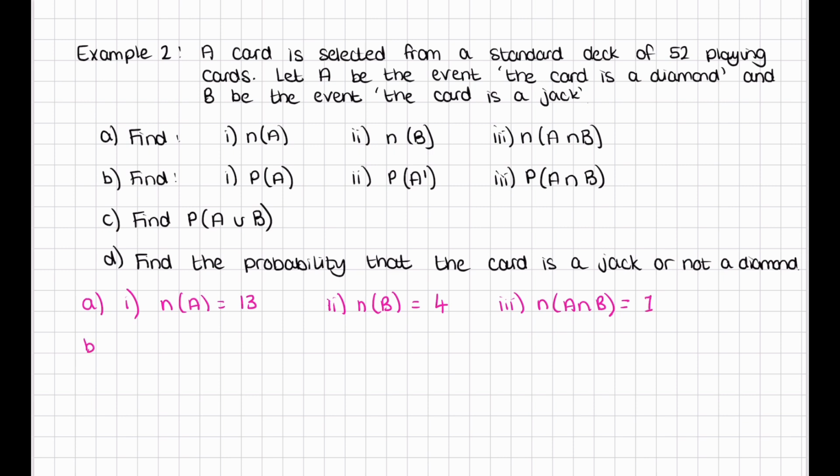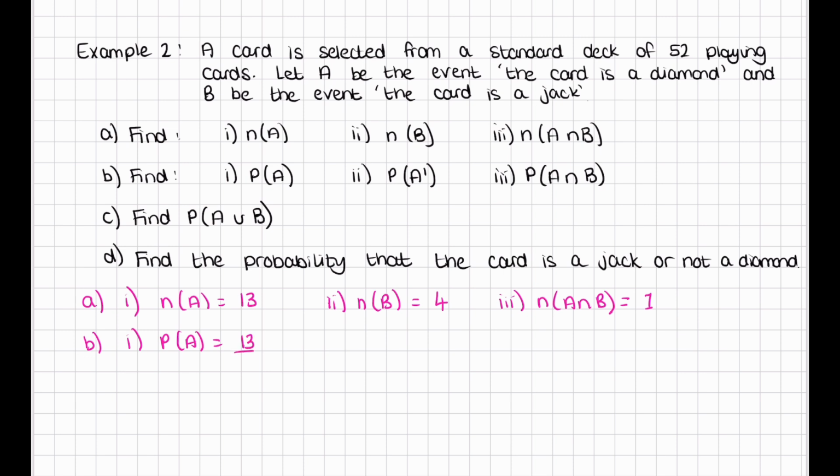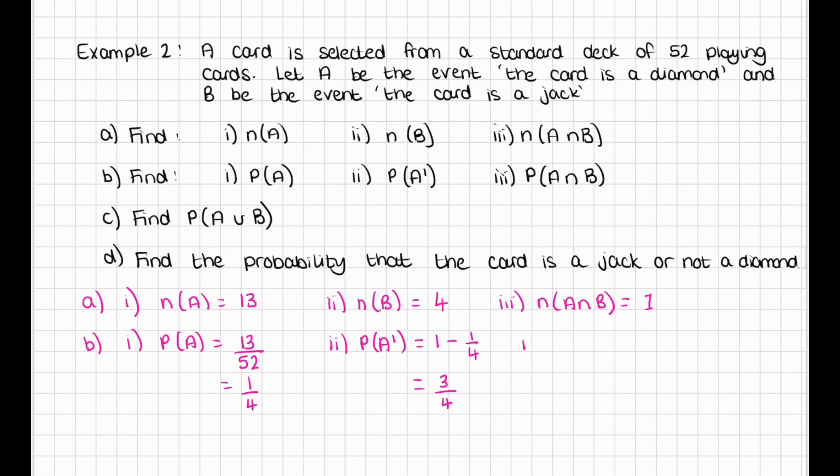Part B, now we want to create some probabilities. So the probability of A is, we know there's 13 in A, so it would be 13 out of the total pack, which is 52, which would simplify down to a quarter. Part 2, this time we want the probability of not A, so the complement of A, which is going to be 1 minus a quarter, which equals 3 quarters. And then the last one, the probability of A and B. How many do we have in A and B? Just 1 out of the 52.